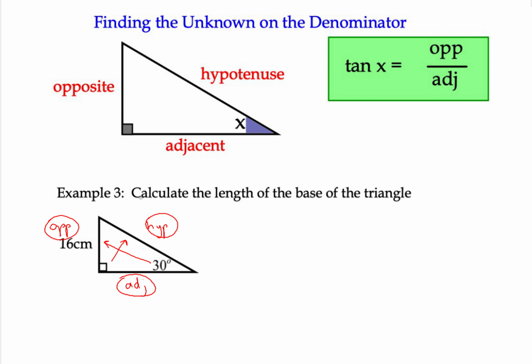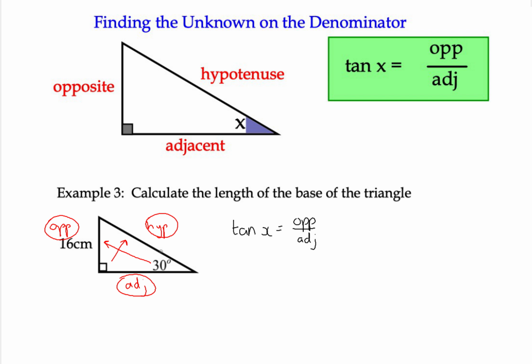Okay, so now I can introduce my formula, and it's the formula that's in the green box. So I can write it down as it is. It says tan of x is equal to opposite divided by the adjacent. We know that the tan of a particular angle is a fixed number. Okay, so what we need to do is to substitute in to our formula the things we know.